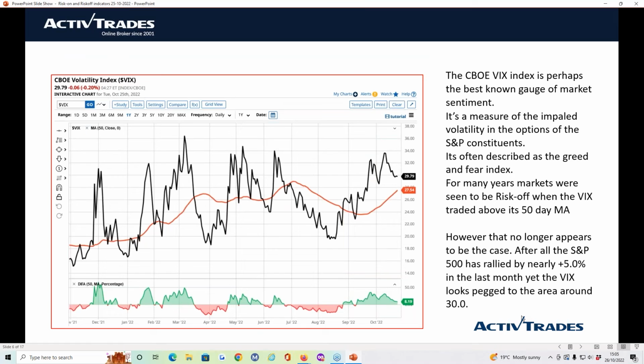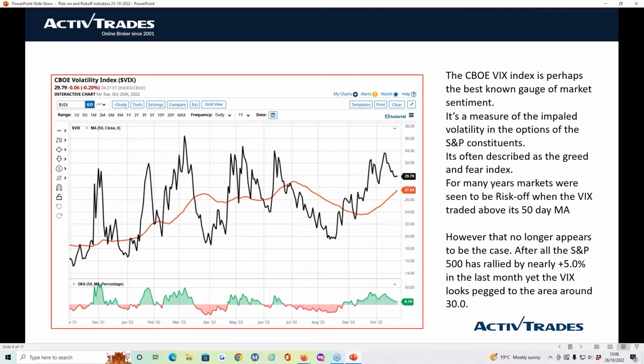Let's move on to another gauge of risk on, risk off, and perhaps the best known one, and that's the Chicago Board Options Exchange, the CBOE VIX index. As I say, perhaps the best known gauge of market sentiment, and it's a measure of, I've spotted a typo here, I put the impaled volatility. That, of course, should be the implied volatility in the options of the S&P 500 constituents. It's often described as the greed and fear index.